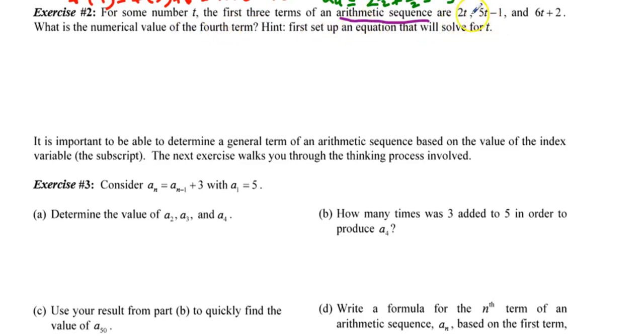If there's a common difference, the first term, let's call that a sub 1, second term, third term, the difference here between the first two must be the same difference as the second and third. So a sub 2 minus a sub 1 had better be the same as a sub 3 minus a sub 2, right? So we just sub in.